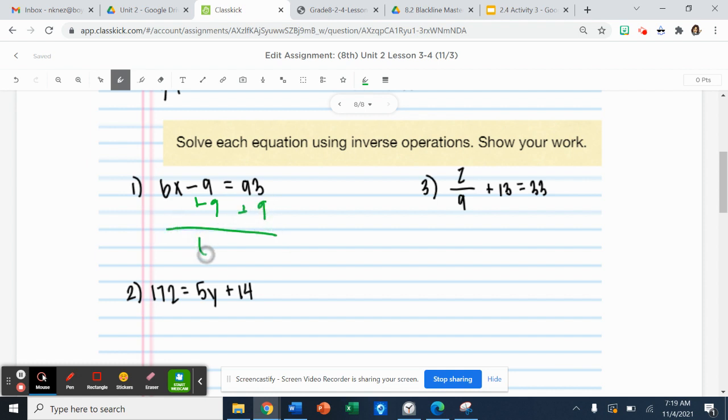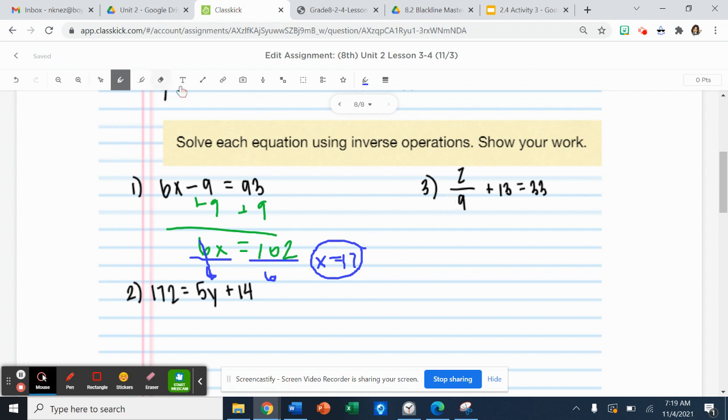and I end up with 6x equals 102. Then I know that I need to get x by itself. And in order to get x by itself, I'll need to divide both sides of my equation by 6, because 6 over 6 cancels, and 102 divided by 6 gives me x equals 17. And that's my final answer.